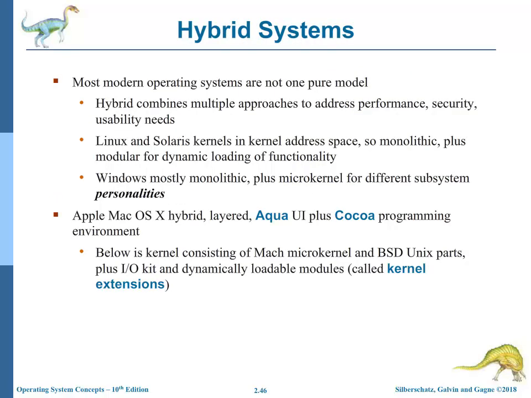In practice, very few operating systems adopt a single, strictly defined structure. Instead, they combine different structures, resulting in hybrid systems that address performance, security, and usability issues. For example, Linux is monolithic because having the operating system in a single address space provides very efficient performance. However, it is also modular, so that new functionality can be dynamically added to the kernel.